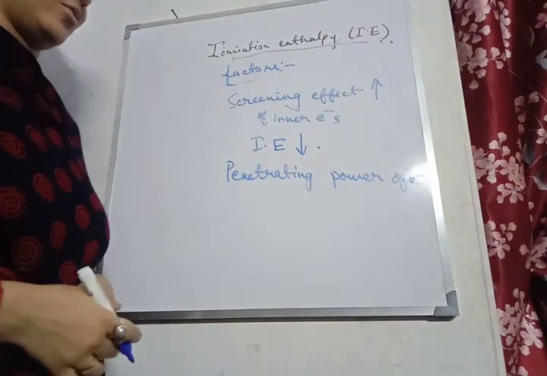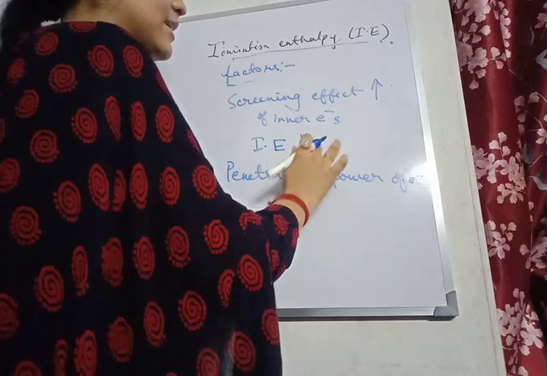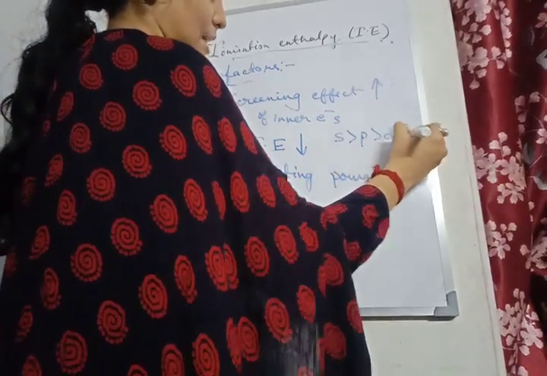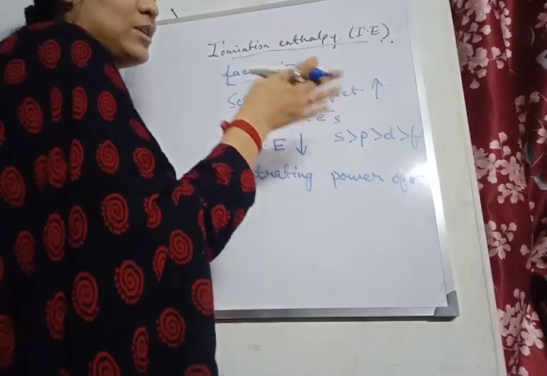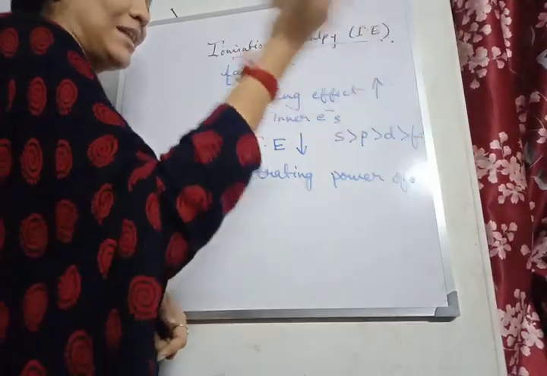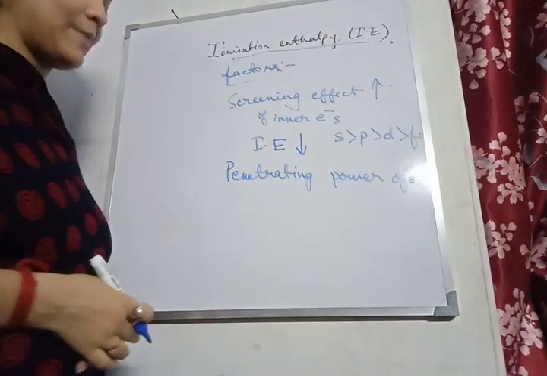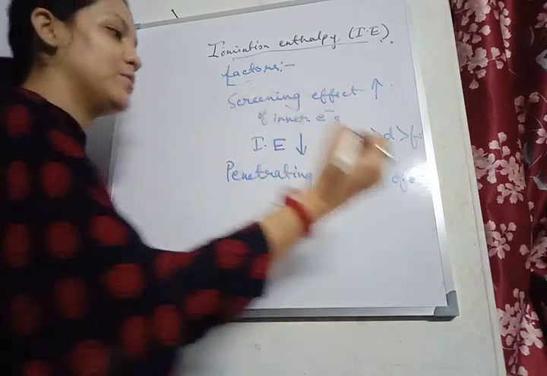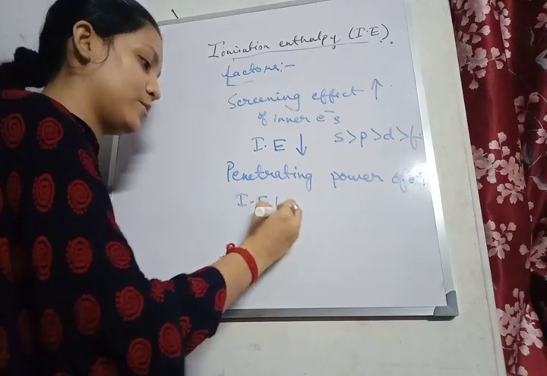Penetrating power of electrons. Now here, one thing I forgot to mention: the screening effect. Basically the order is S greater than P greater than D greater than F. That means S can effectively screen the nucleus from the valence shell, and this order decreases as you move towards the F electrons. Okay, penetrating power.